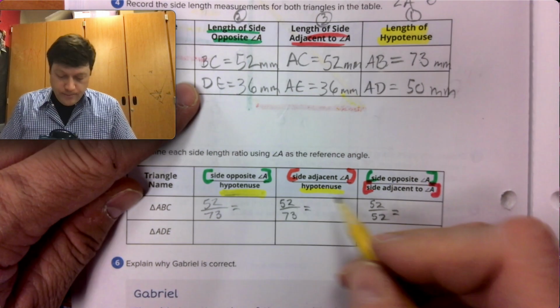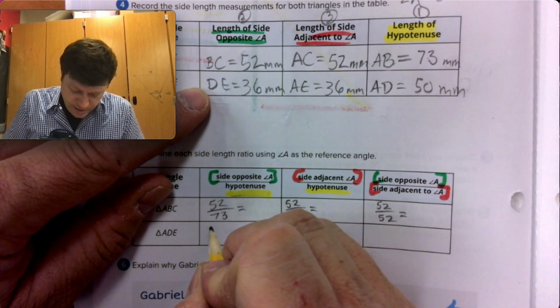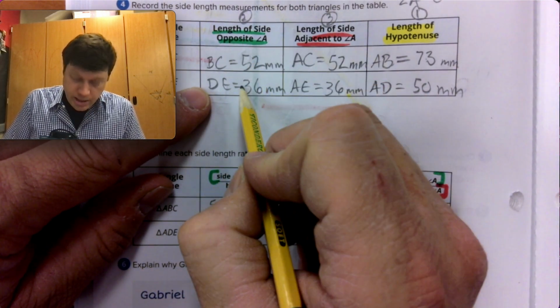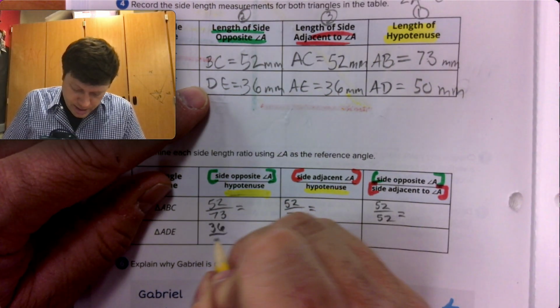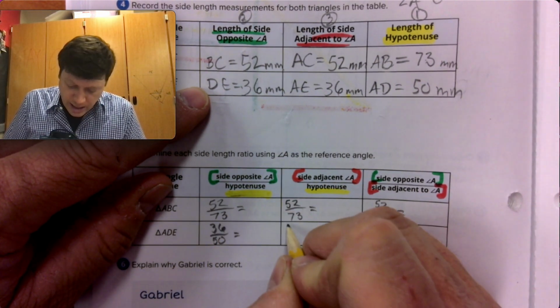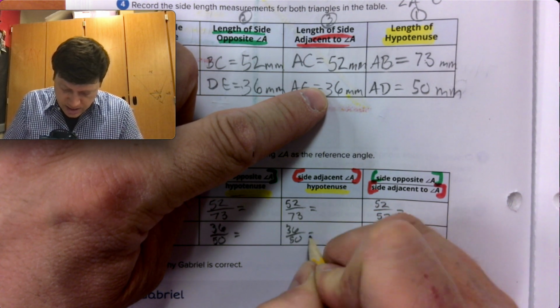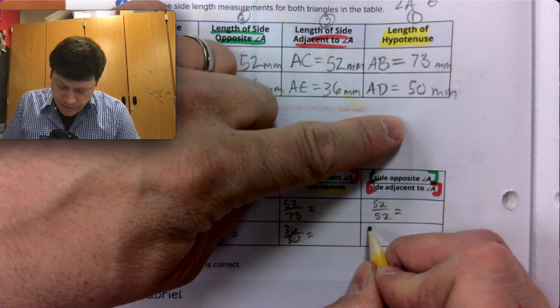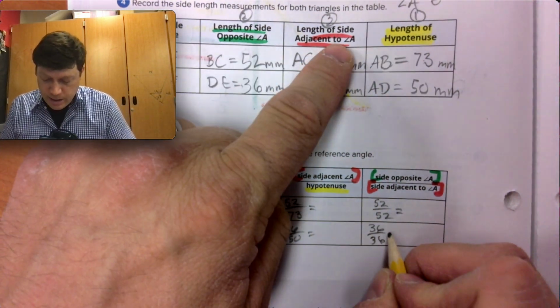Now I'm going to keep going. For the other triangle, 36 over 50, because it's the green opposite side divided by the hypotenuse. So 36 over 50. And again, adjacent side, 36 over 50. And then last of all, 36 over 36, because it's the opposite side divided by the adjacent side.